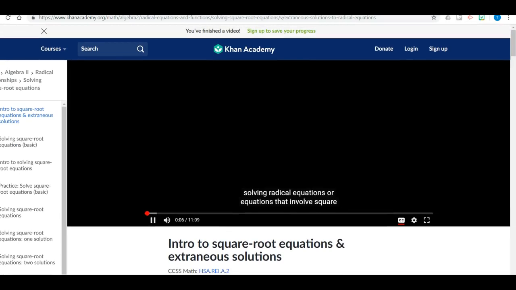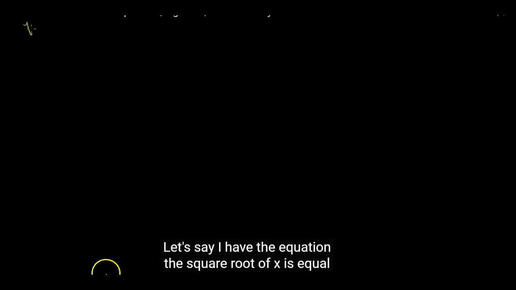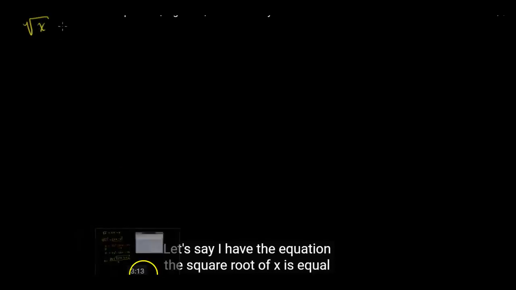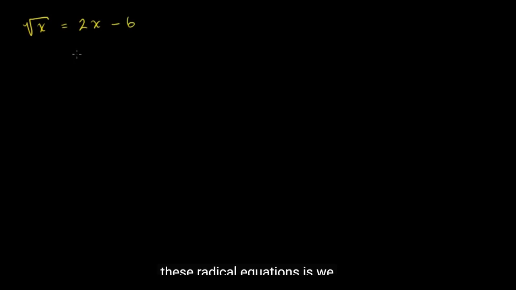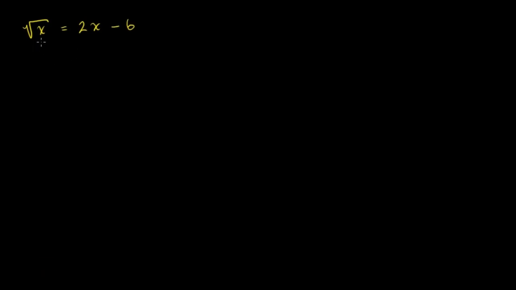Radical equations, or equations that involve square roots or maybe even higher power roots. But we're going to also try to understand an interesting phenomenon that occurs when we do these equations. Let me show you what I'm talking about. Let's have the equation, the square root of x is equal to 2 times x minus 6. Now, one of the things you're going to see whenever we do these radical equations is we want to isolate at least one of the radicals. There's only one of them in this equation.